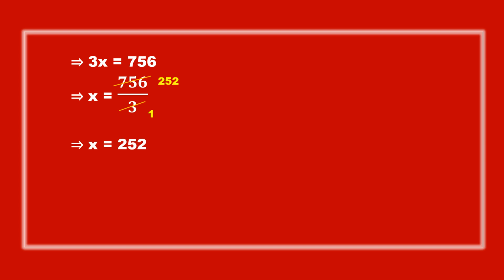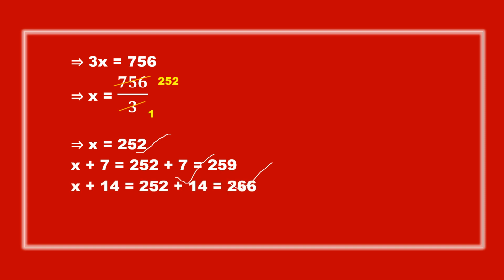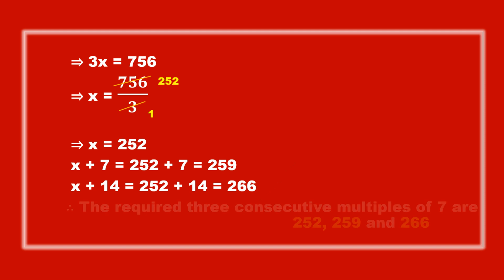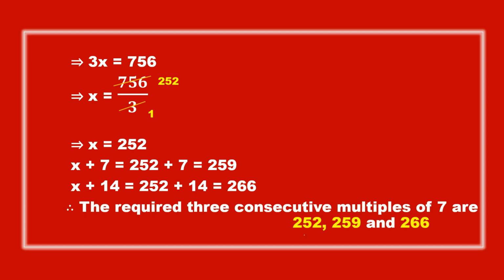Now what are my multiples? One is x plus 7 and one is x plus 14. Let us substitute the x value. First multiple I got 252, and if I add 7 to this 252, I'll get 259. Next I should add 14, so for the next multiple, I'll get 266. Okay. So the three multiples are 252, 259 and 266. If you add these three, you need to get 777. You can cross check and verify your answer.